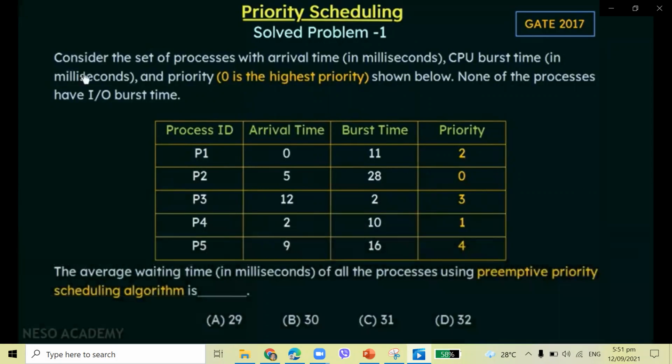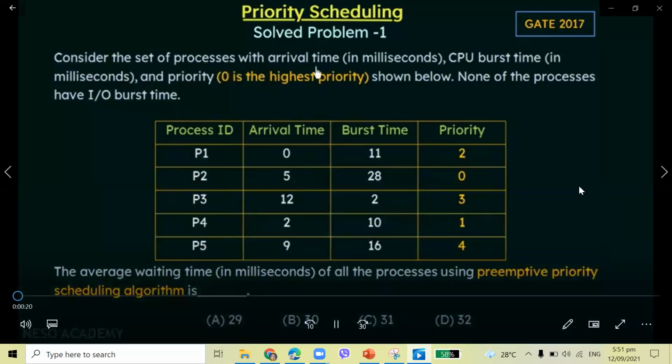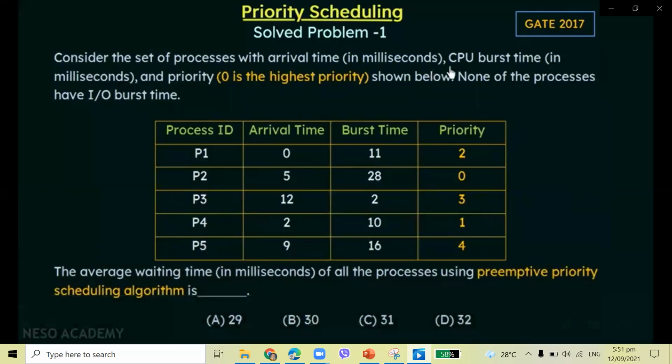So here is a problem. Consider the set of processes with arrival time given in milliseconds, CPU burst time given in milliseconds, and priority where 0 is the highest priority shown below. None of the processes have I/O burst time. The average waiting time in milliseconds of all the processes using preemptive priority scheduling algorithm is blank.